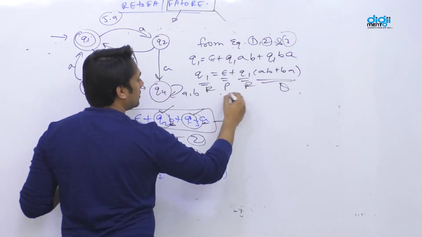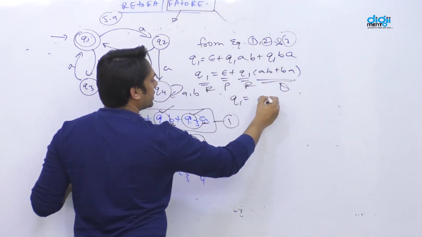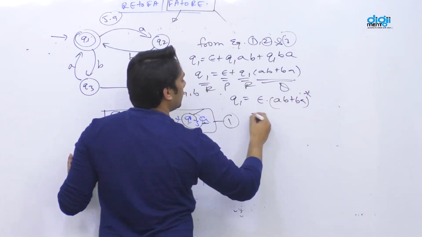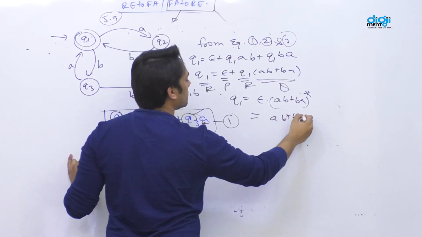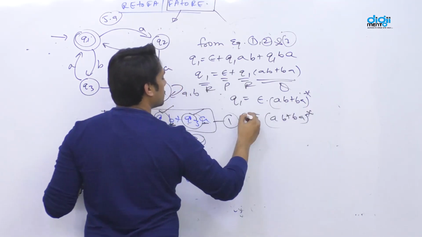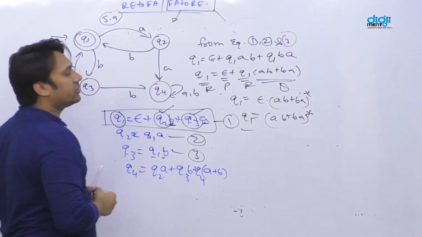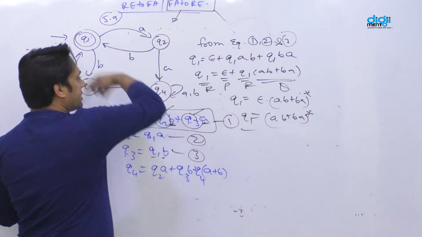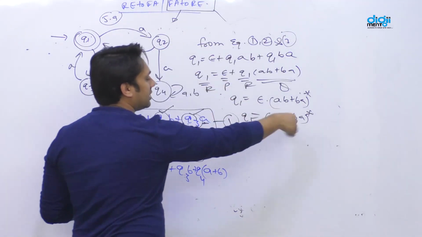So you can say R is equal to PQ star, so that is epsilon dot (AB plus BA) whole star, which can also be written as (AB plus BA) whole star. This is your Q1. I hope that you understood Q1. Any doubts? So this is your solution equation, and this is your solution regular expression.